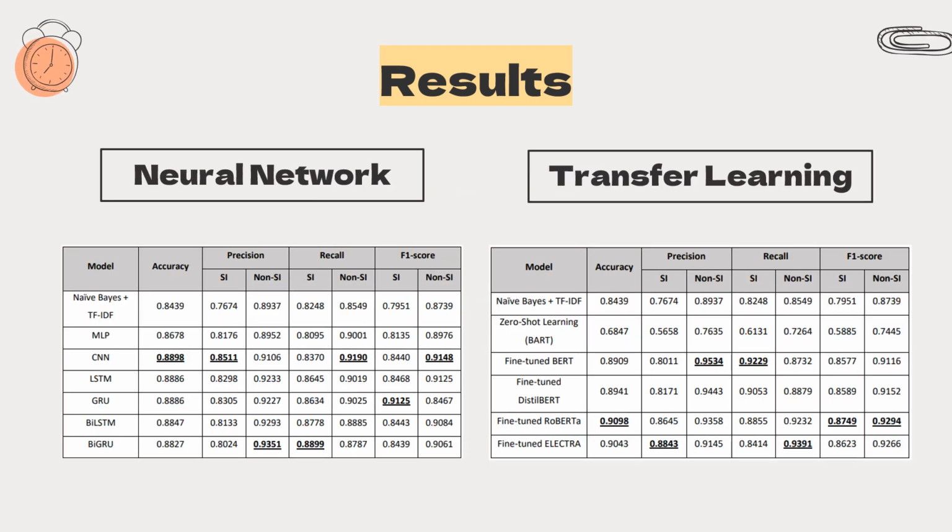On the screen are the results for each individual neural network and transfer learning model. As can be seen, fine-tuned RoBERTa was deemed the best performing model for this task. Hence, it was used in the Twitter bot for the detection of suicidal ideation. Ensemble learning was done, but the result was not the best, thus omitted from the slide.